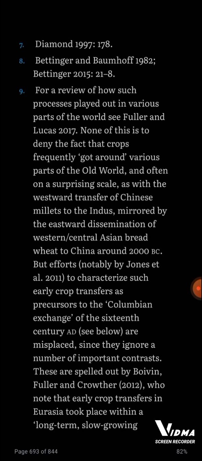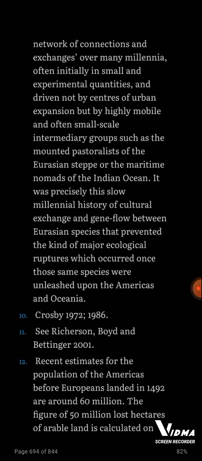These are spelled out by Boivin, Fuller, and Crowther, who note that early crop transfers in Eurasia took place within a long-term, slow-growing network of connections and exchanges over many millennia, often initially in small and experimental quantities, and driven not by centers of urban expansion, but by highly mobile and often small-scale intermediary groups, such as the mounted pastoralists of the Eurasian steppe, or the maritime nomads of the Indian Ocean.